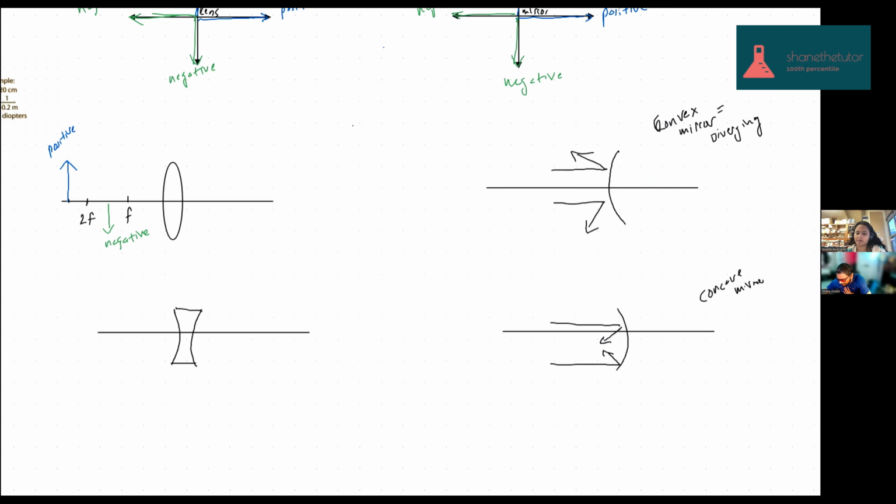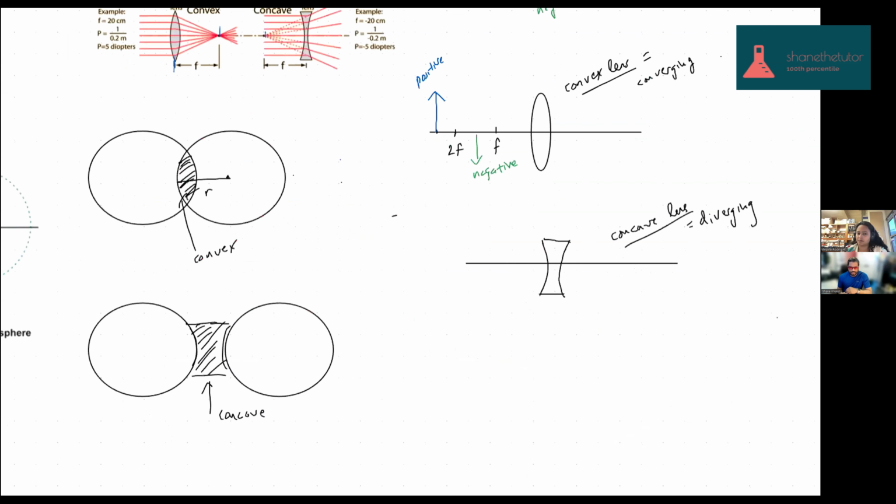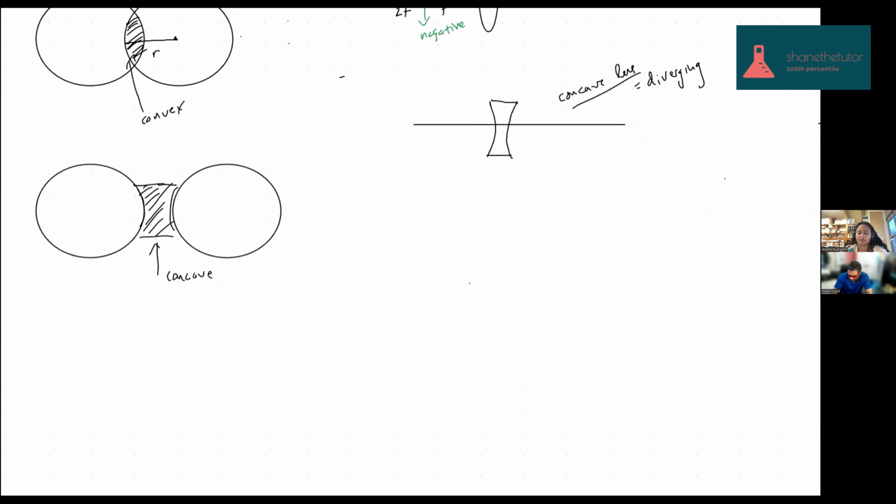Okay, so we got the sign convention stuff there. So now let's talk about images. For diverging, which would either be a convex mirror or concave lens, this will always produce SUV, and that means small, upright, virtual image.